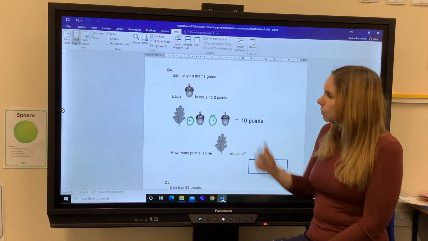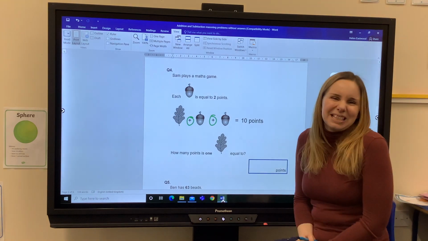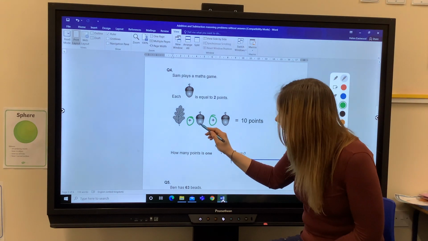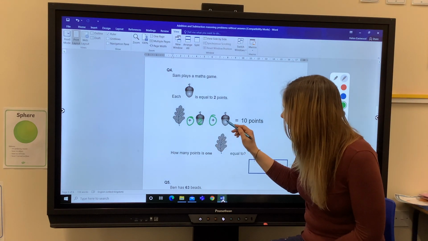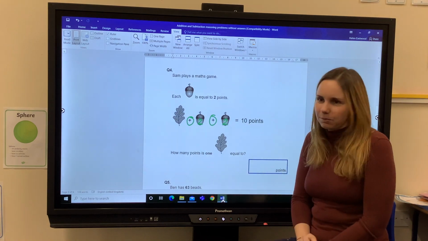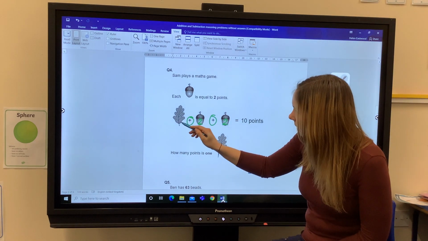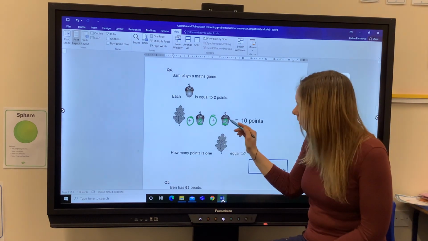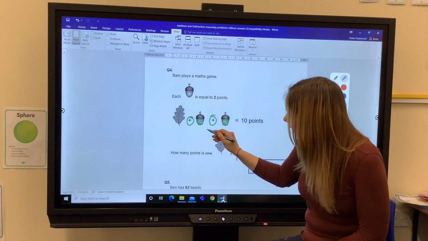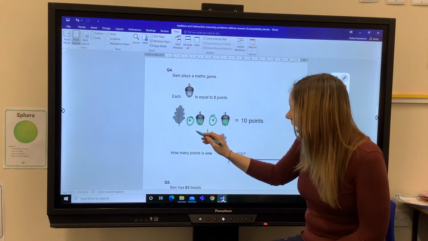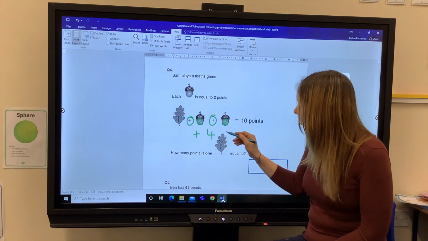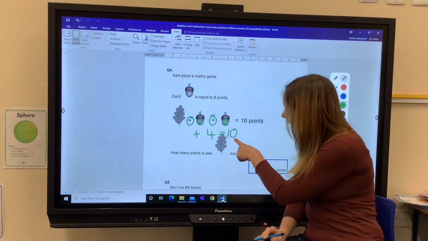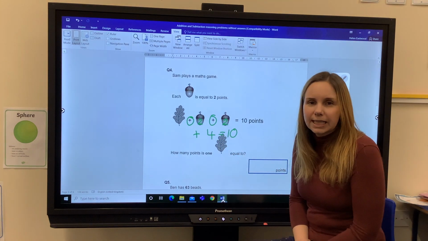Each acorn is equal to 2 points. So here we have 2 acorns, and I'm going to write number 2 on that and number 2 on this one. So we now have one leaf, add 2, add 2 equals 10 points. So what do we know that 2 and 2 is? 2 and 2 is 4. So now I need to add something to my 4, which makes 10. And this is where we need to know our number bonds again. 10, well, what goes with 4 that makes 10?